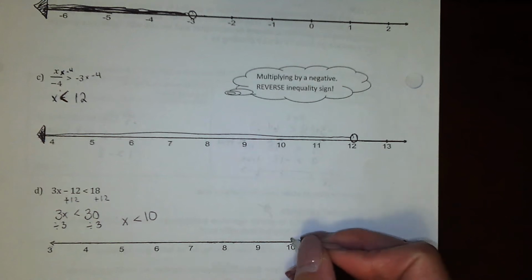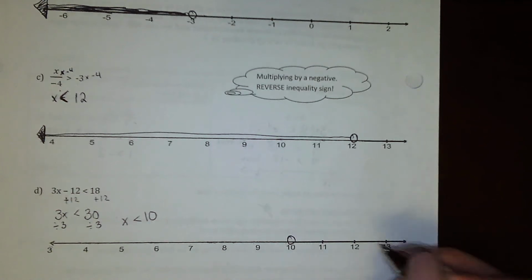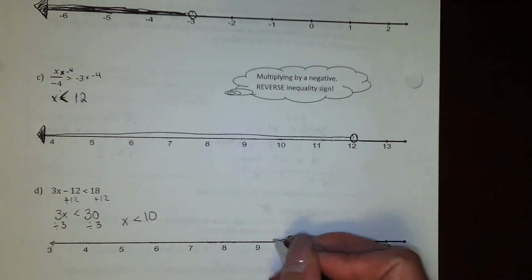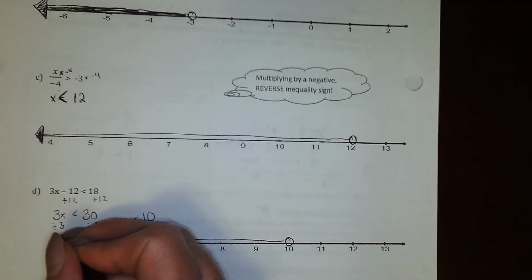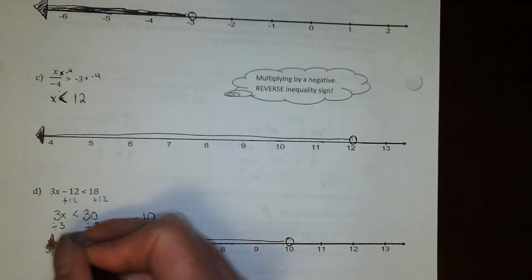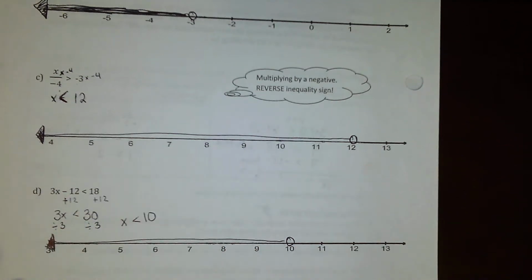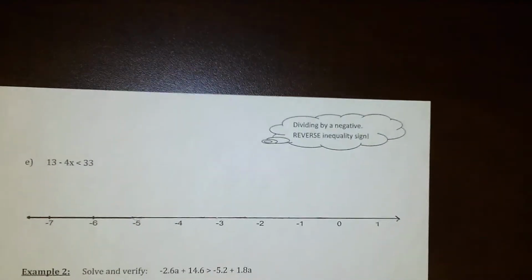So I can find 10. Again, it's an open circle. X is less, so we're going to go in this direction. We're going to emphasize my arrow. Okay. One more shorter example.